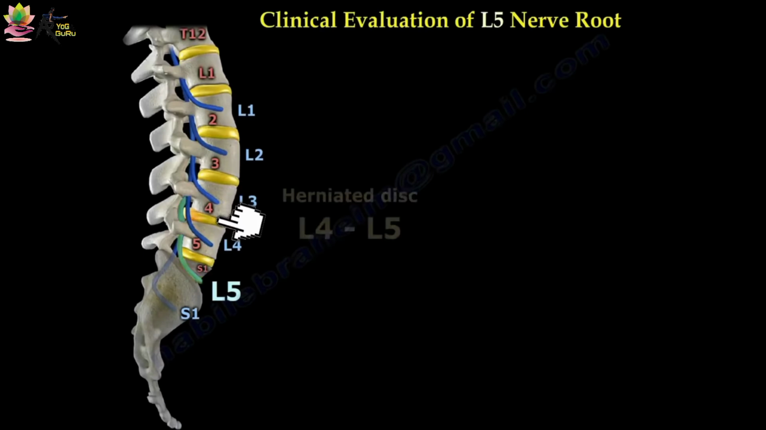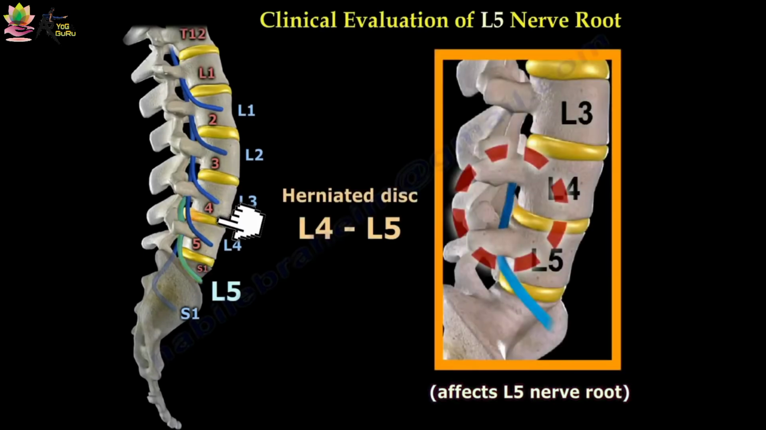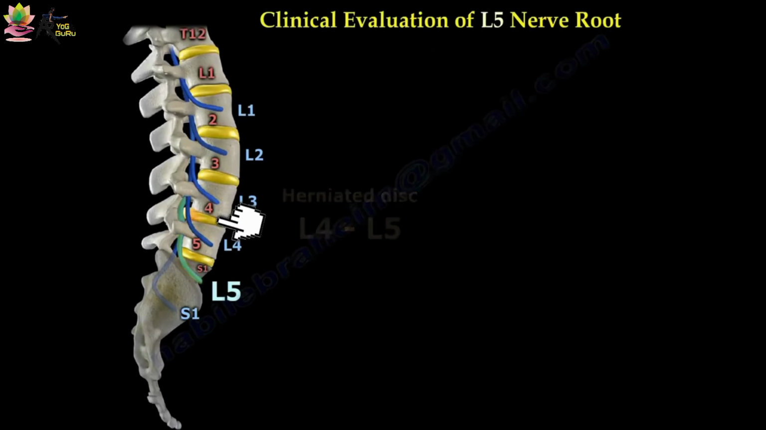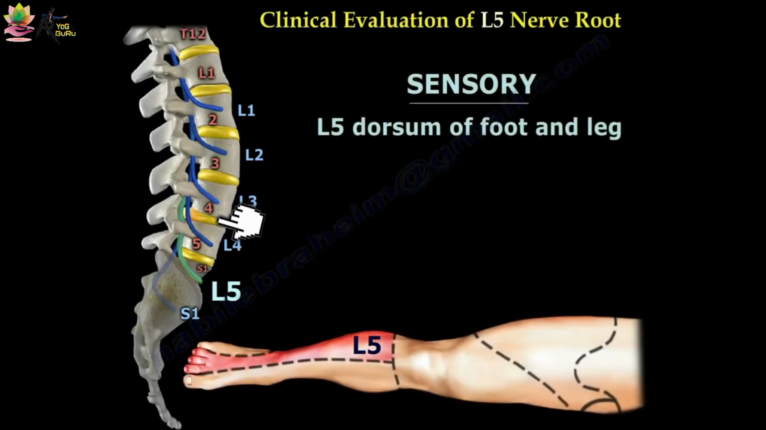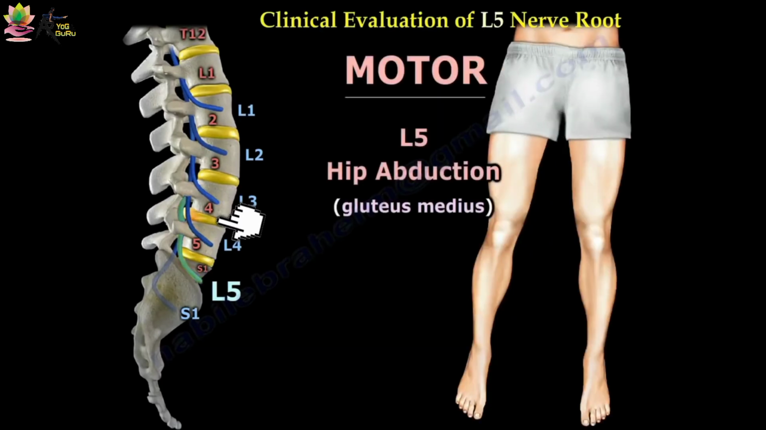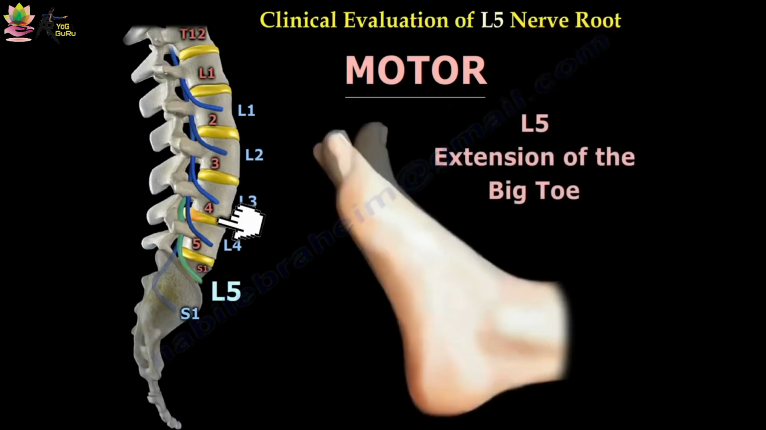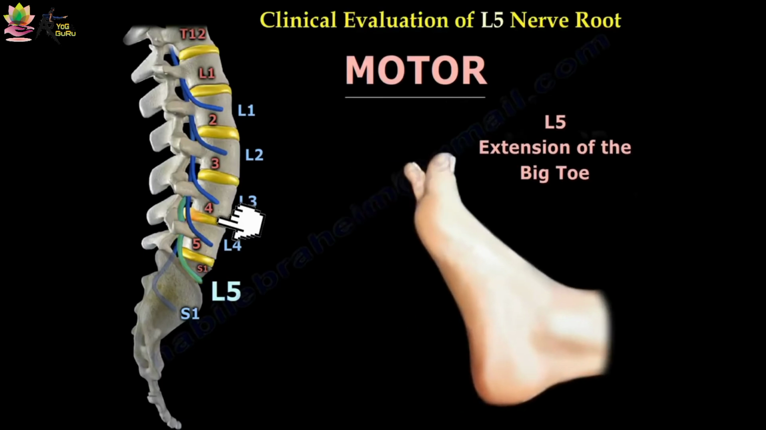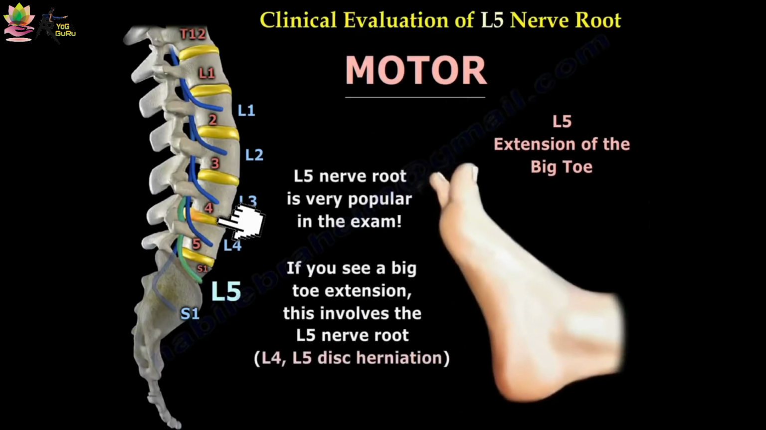A disc herniation between L4 and L5 will affect the L5 nerve root. The sensation will be the dorsum of the foot and the leg. The motor will be hip abduction, the gluteus medius, and big toe extension. The L5 nerve root is very popular in the exam. So they will give you a scenario. If you see a big toe extension, that's an L5 nerve root. It is an L4-L5 disc herniation.